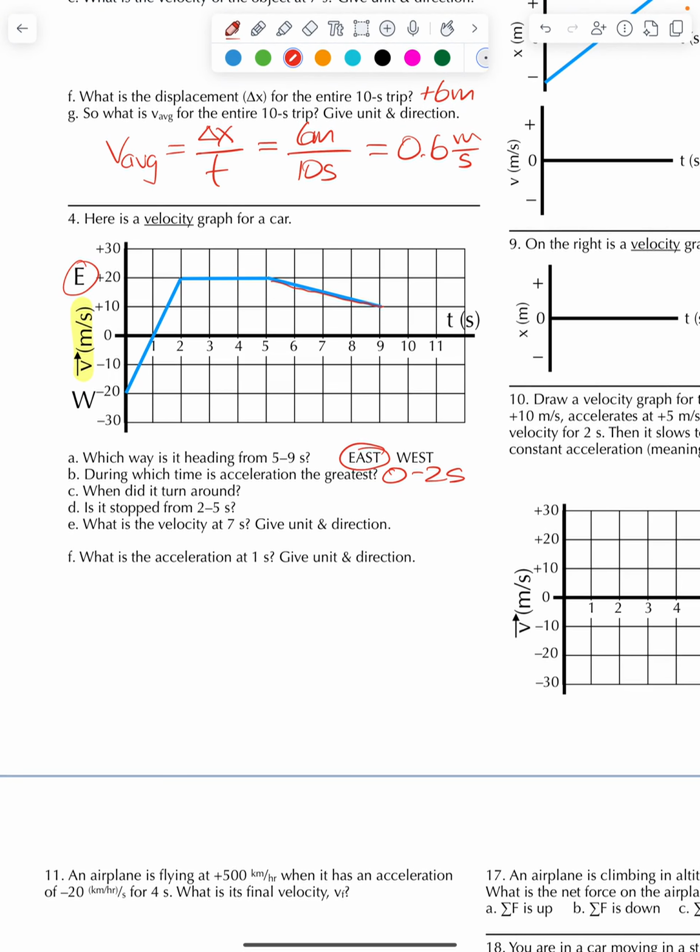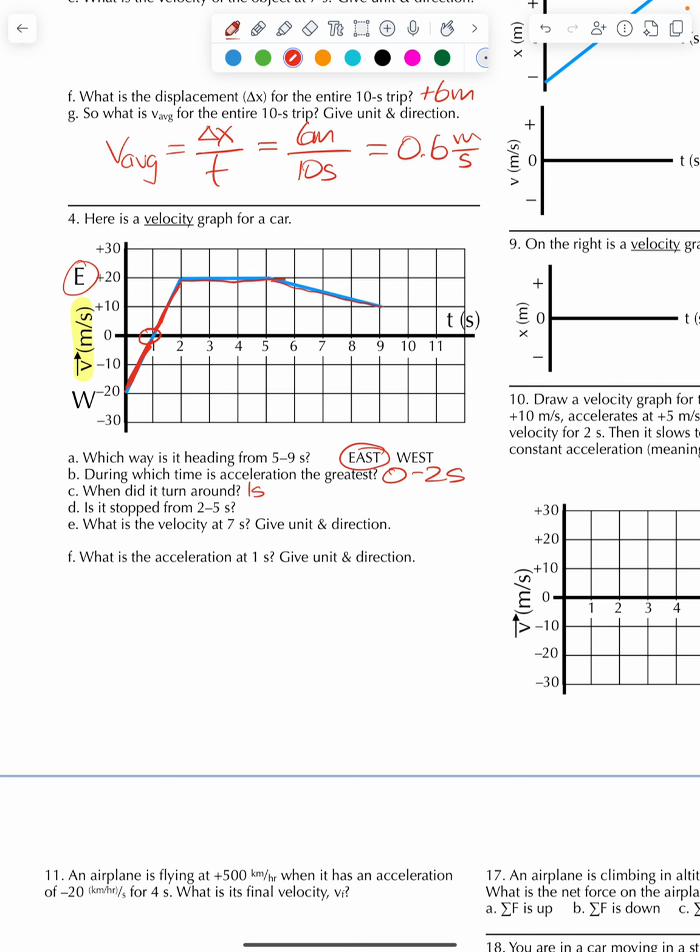All right. When did it turn around? Remember, I'm not going to re-explain this too much, but right there at 1 second. Because from here to here, we're heading to the west, right? But slowing down. But once we're here, we're heading to the east. So we changed directions when we crossed the x-axis. Again, write that down.